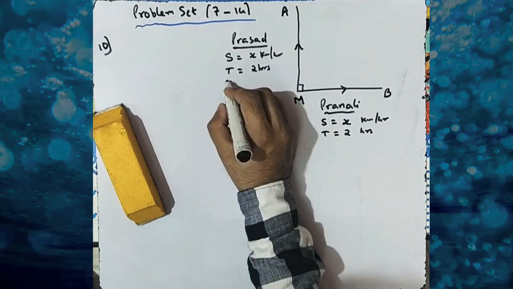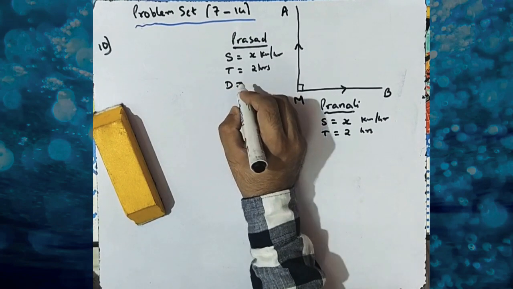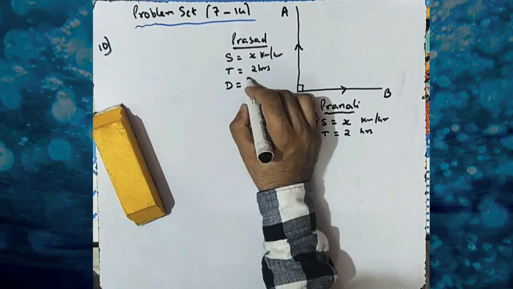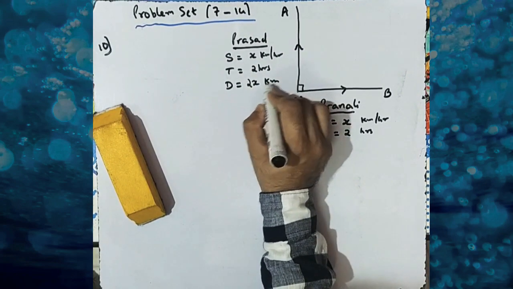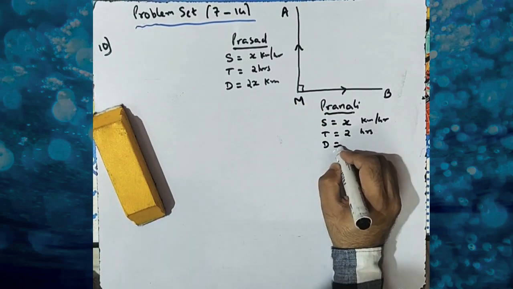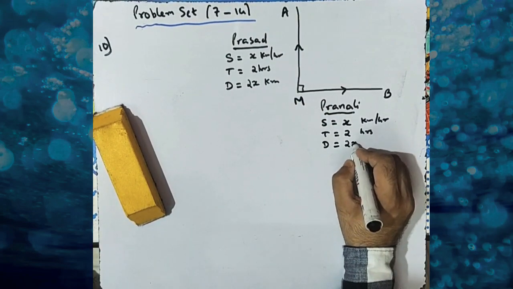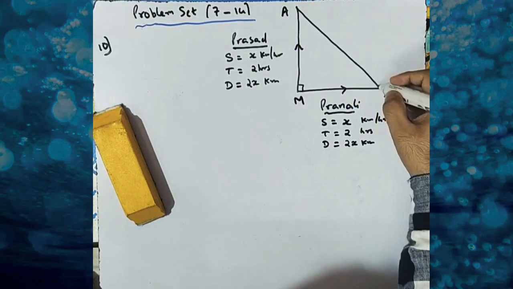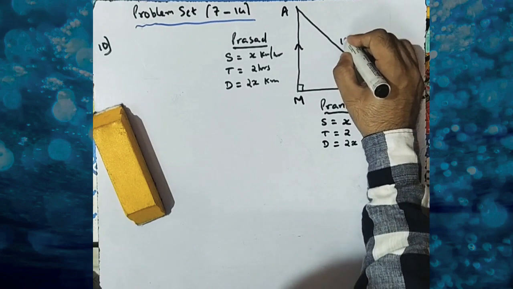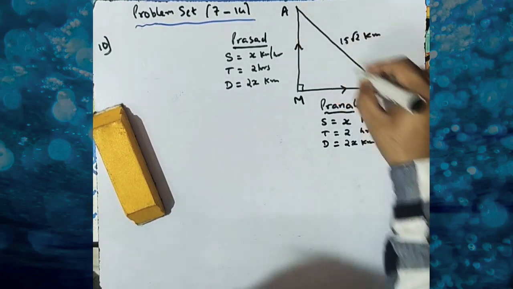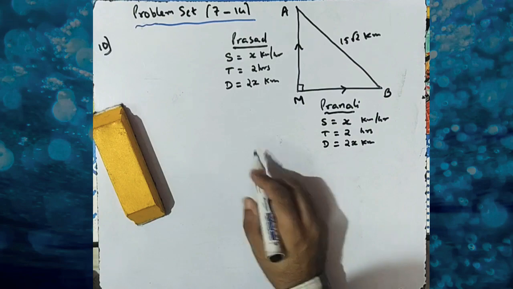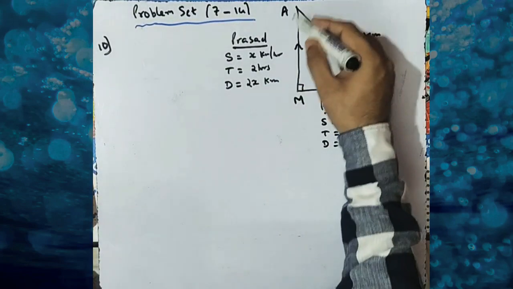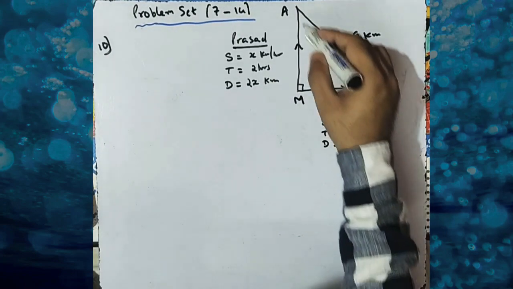So at the end of 2 hours, how much distance has Prasad covered? Distance formula is speed into time. So Prasad has covered 2x kilometer. Pranali has also covered 2x kilometer. At the end of 2 hours, they are at a distance of 15 root 2 kilometer from each other. Now what we will do is, here we get one right angle triangle AMB. Let us apply Pythagoras theorem.